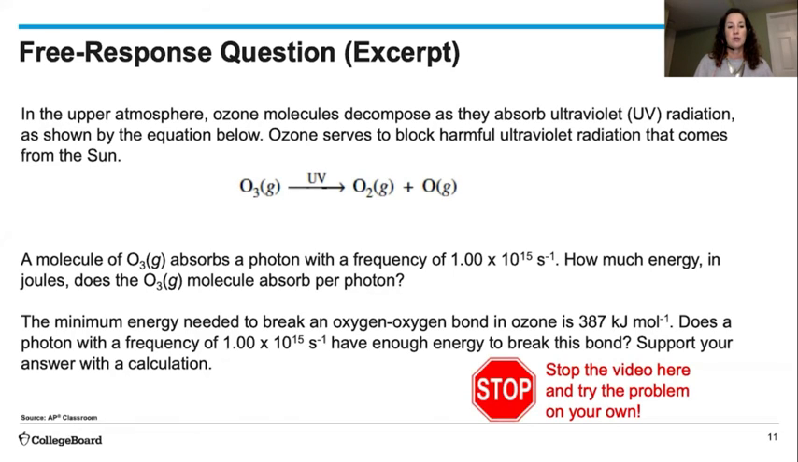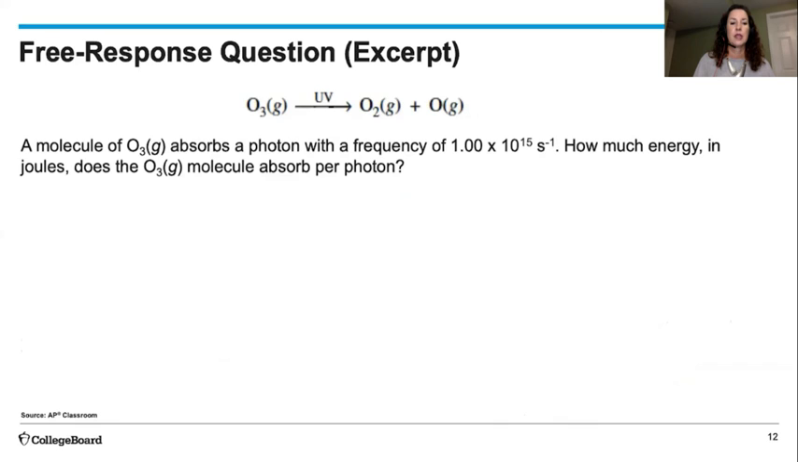We're also given some information about the minimum energy needed to break an oxygen-oxygen bond in ozone, which is 387 kilojoules per mole. Does a photon with a frequency of 1 times 10 to the 15th hertz have enough energy to break this bond? Support your answer with a calculation. Go ahead and stop the video here and try this problem on your own.